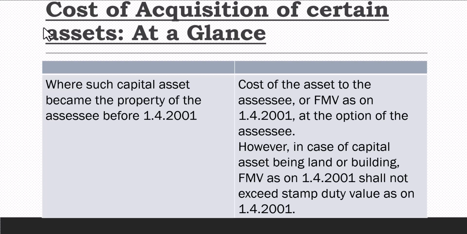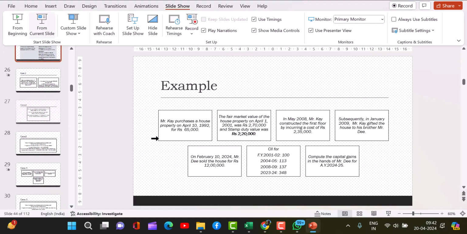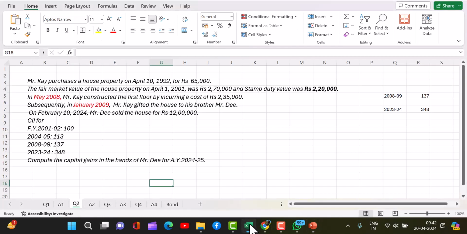For that, he has to go to the registered valuer, and he is going to value the property. Of course, he has to pay a certain fee, and he will get a value from the registered valuer. Now, the law says that if the fair market value is greater than the stamp duty value, then we have to adopt the stamp duty value for the purpose of indexation. Okay, fine. So if we go back to the question here, for indexation purposes we have to take 2,20,000.